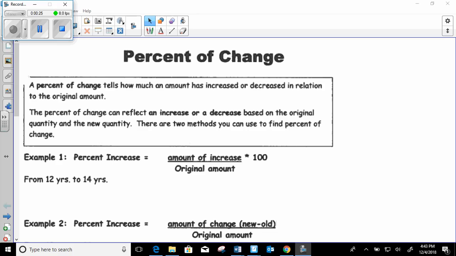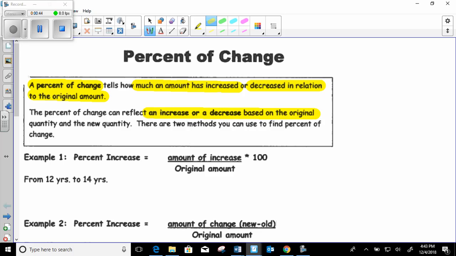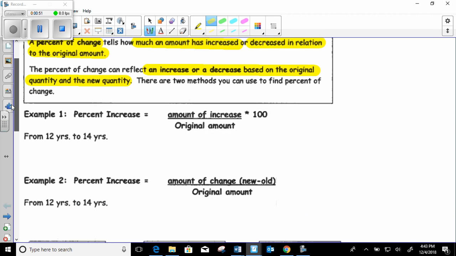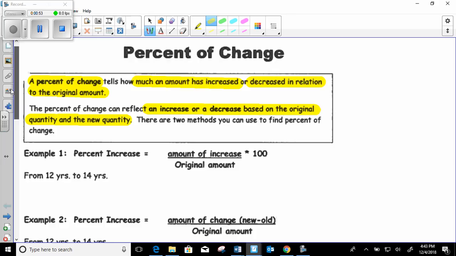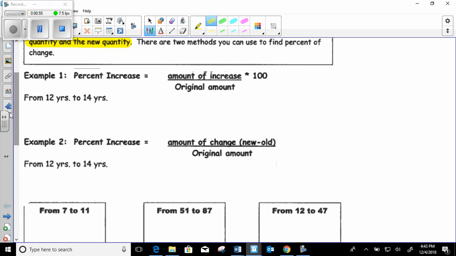So it tells you right here, let's highlight this. A percent of change tells you how much an amount has increased or decreased in relation to the original amount. You can see an increase or decrease based on the original quantity and the new quantity. There are two methods to find the answer, and I'm going to show you both and show you which one is probably easier for you.